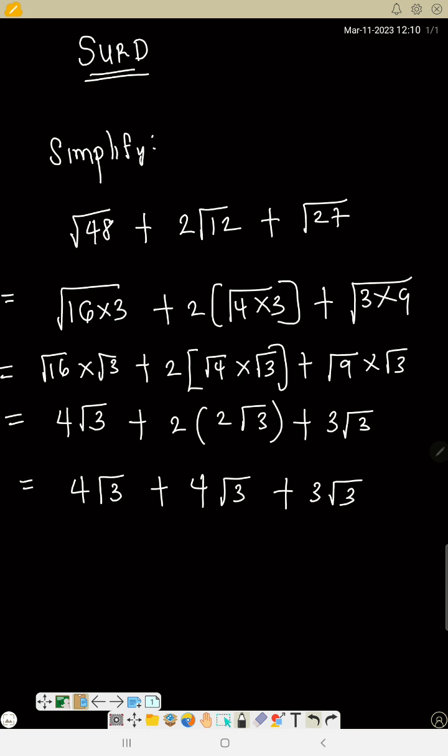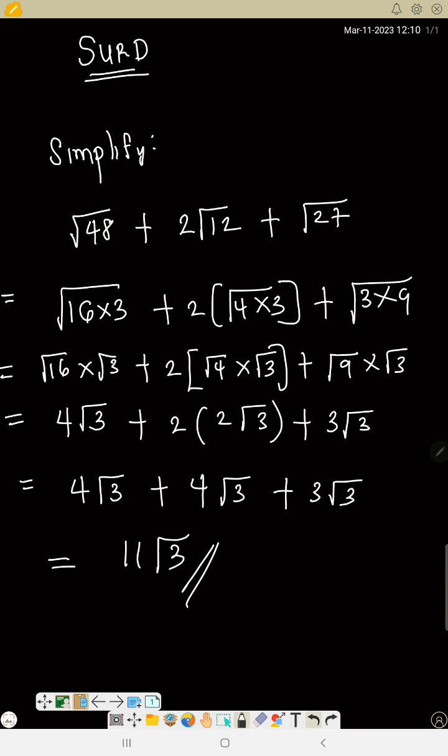Do you see we have simplified everything to root 3? So now add everything. So this will become 4 plus 4, 8 plus 3, 11. So this is 11 root 3, answer.